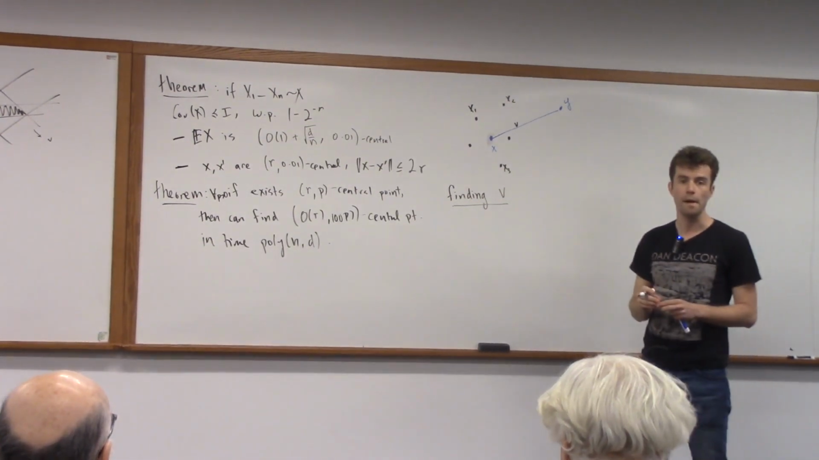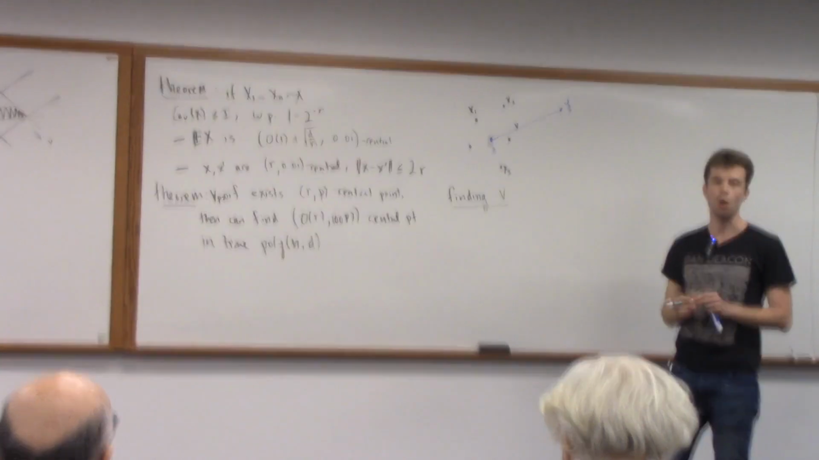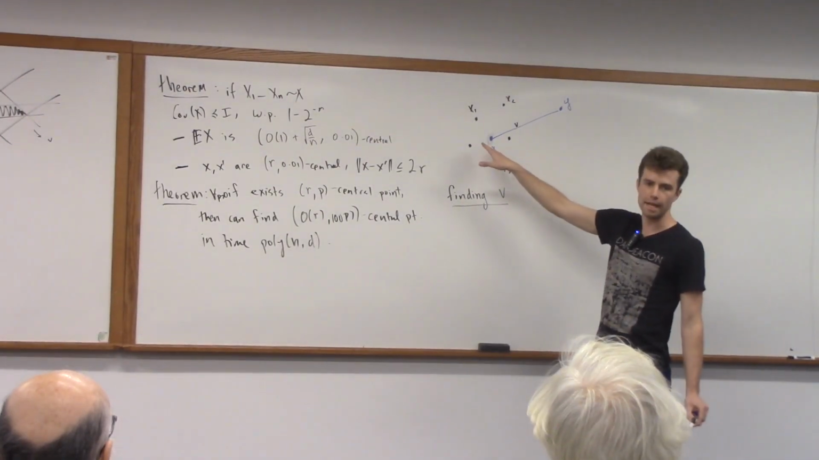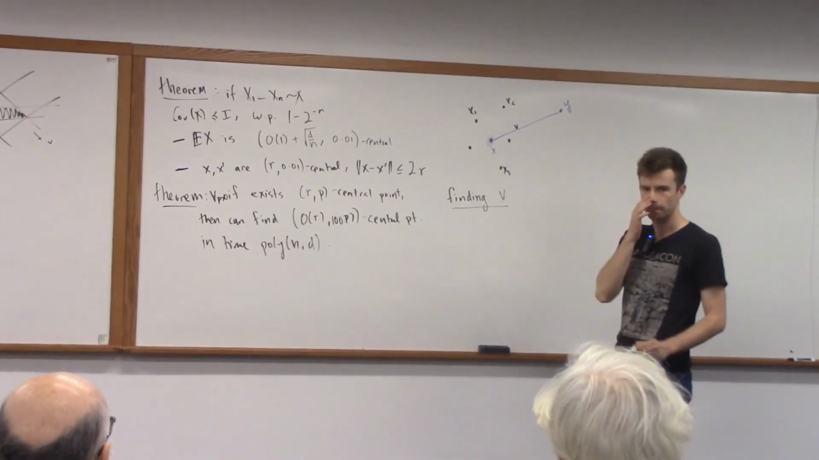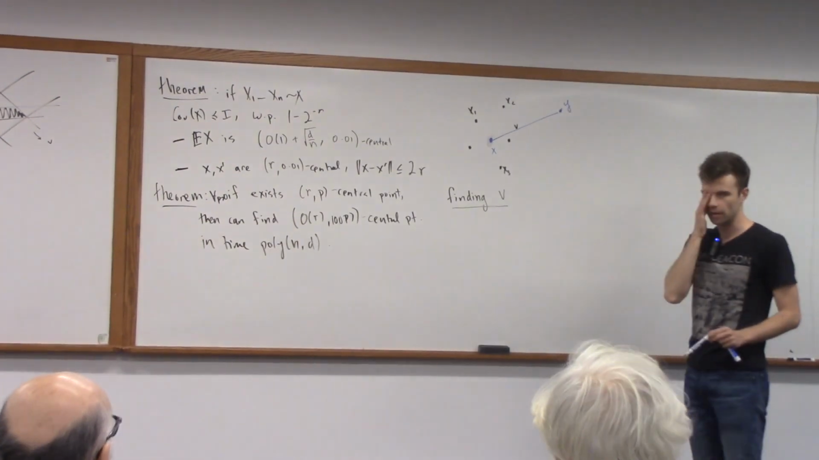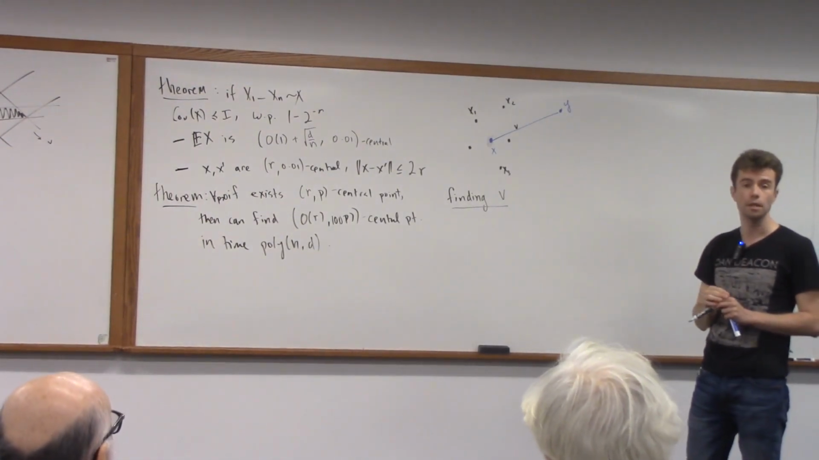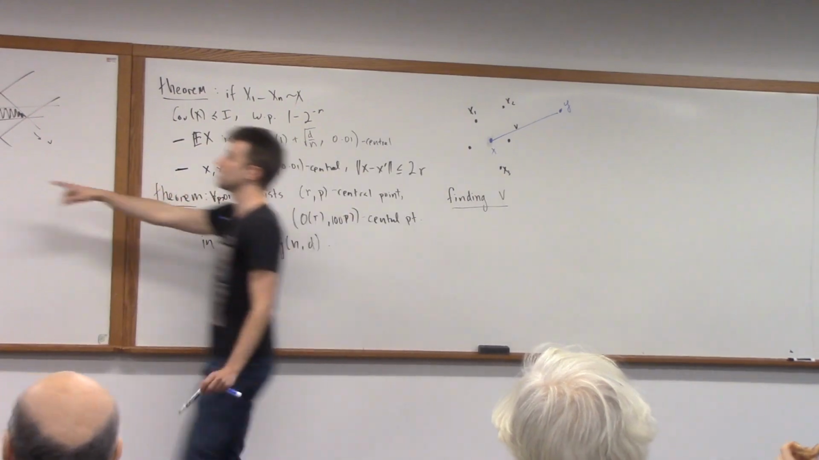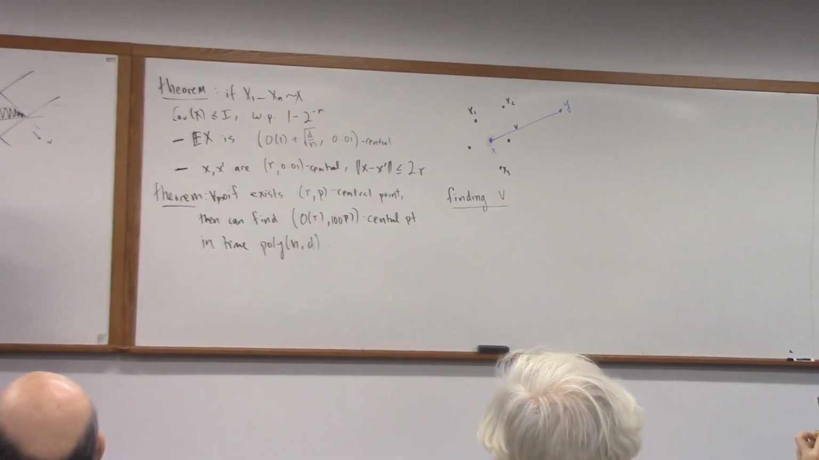Are you restricting yourself to output one of the points? No. I can output any point in RD that I want. And in fact, if I had to output one of the points, I think it wouldn't be possible. It's not true that one of the x's satisfies this.